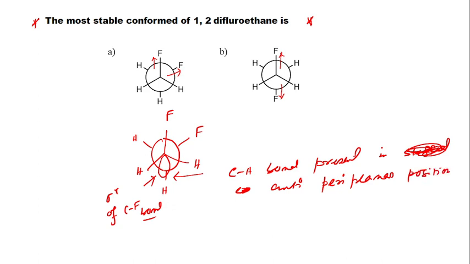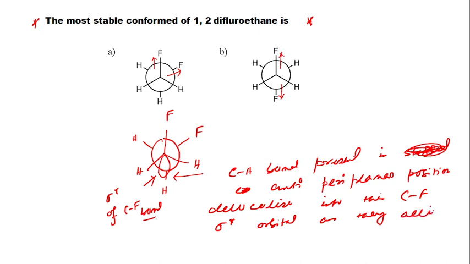Delocalize into this CF sigma star orbital as they align parallelly. Due to this, the gauche conformation is more stable. See the gauche conformation. So we find that we should not always assume that the anti will be stable. Here the gauche conformation is more stable.